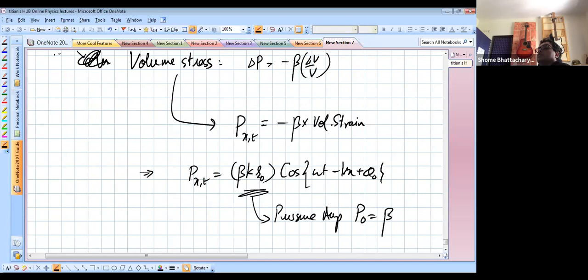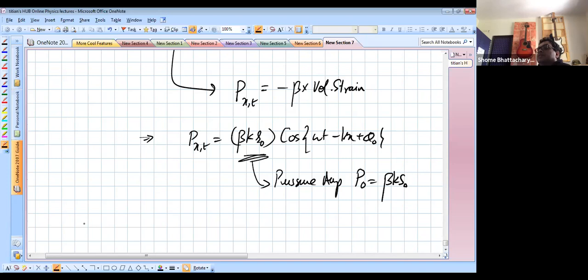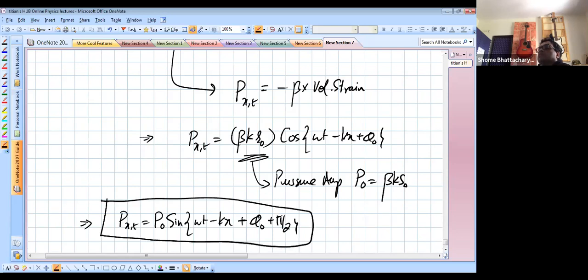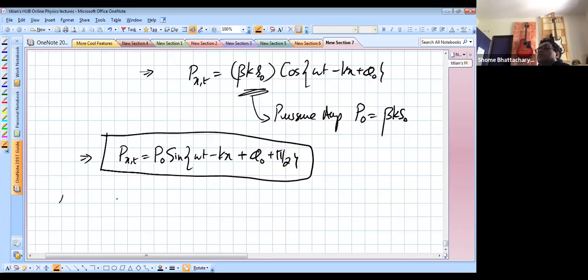So that's bulk's modulus into k into s naught. So the pressure variation at x as a function of t becomes some amplitude into sine omega t minus kx plus, let's say, phi naught plus pi by 2 compared to the displacement, which does not have that pi by 2. Because displacement was sine, here this was cos. So to convert sine to cos, this is the relationship between the displacement equation and the pressure equation.